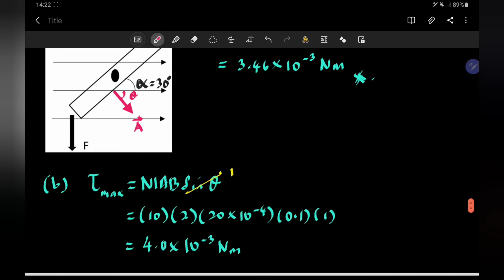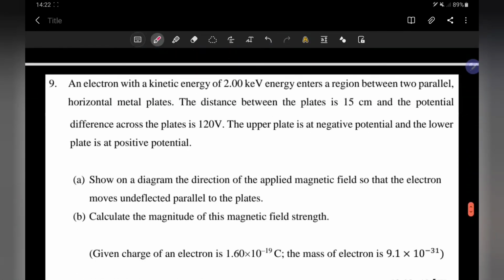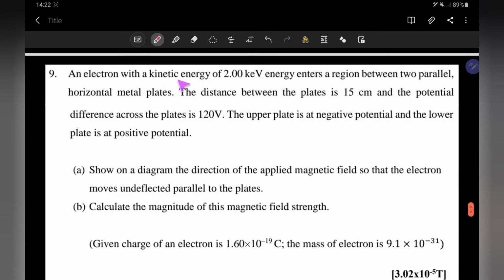Okay, next question, which is number 9. An electron with a kinetic energy, okay, so this is K, the kinetic energy is given, enters a region between two parallel horizontal metal plates. The distance between the plates is 15 centimeters. So this is d, the separation between plates. And the potential difference across the plates is 120 volts. The upper plate is negative potential and the lower plate is positive potential. So remember, the upper plate is negative in charge and the lower plate is positive in charge.